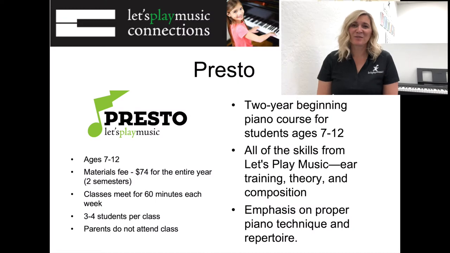Here are a few more details about our Presto program. As stated, Presto students are beginning that are a little bit older. They are ages 7 through 12. The classes meet once a week for 60 minutes. There's usually about 3 to 4 students in a class, and the materials for Presto are only $74 for an entire year. That's 2 semesters worth of materials.